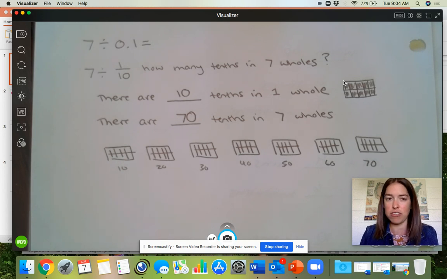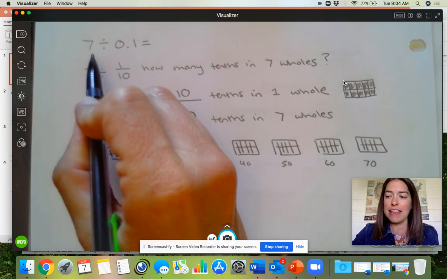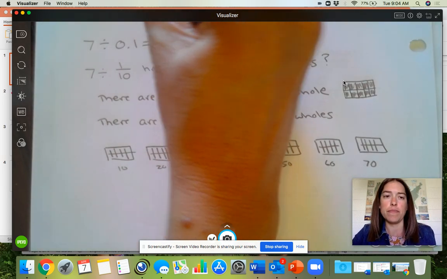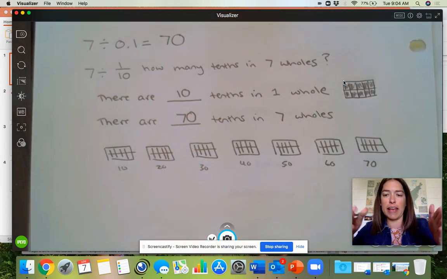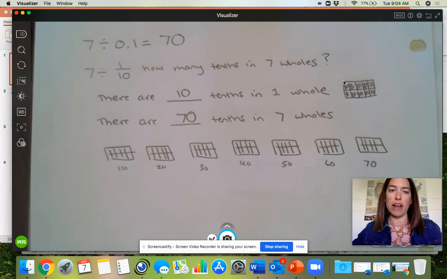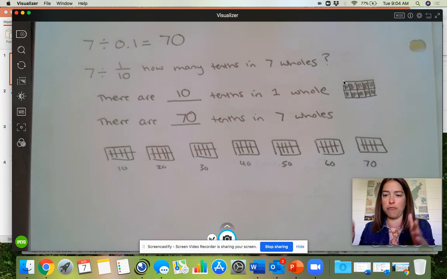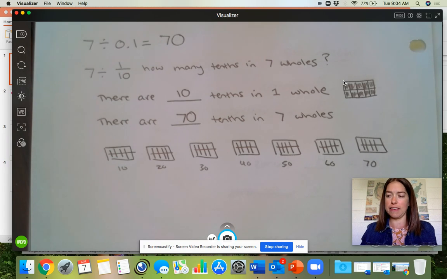So my answer to this problem, 7 divided by 1/10, is actually 70. That makes sense that my answer got bigger because I know when I divide by a fraction or a decimal, my answer is actually getting bigger. I'm taking something and I'm splitting it up into smaller pieces, and therefore I have more pieces.